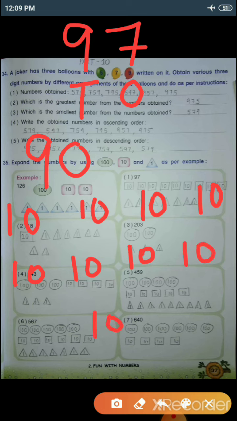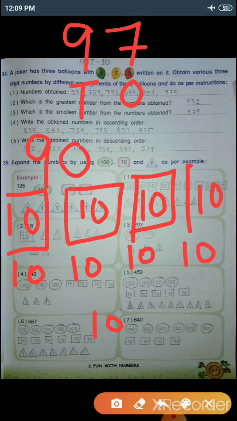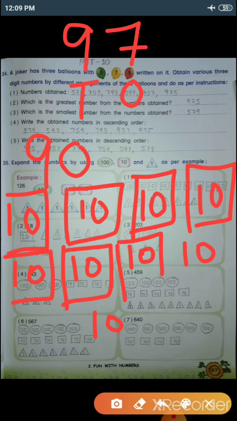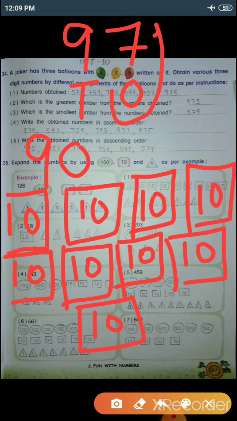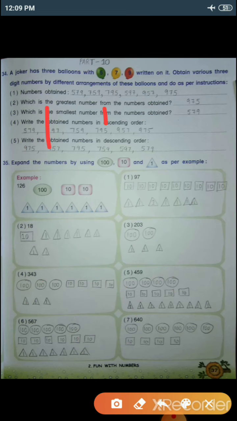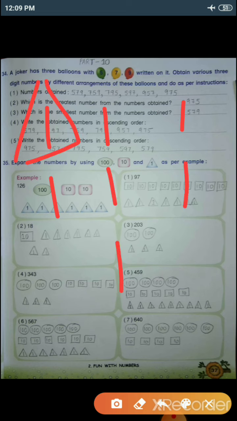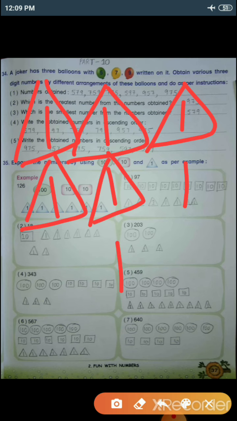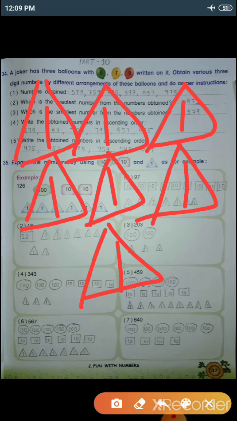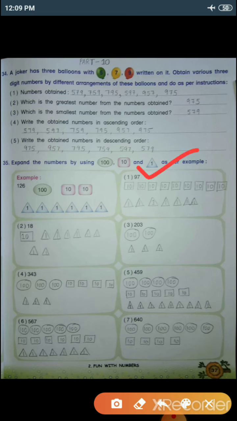Okay, now we are going to put a square on it, because the tens value is indicated in square form. After that, 7 is on the ones place. So we'll write 1, 2, 3, 4, 5, 6, 7, and then we are going to put triangles on it. Okay, so with the help of this method we complete the number 97.